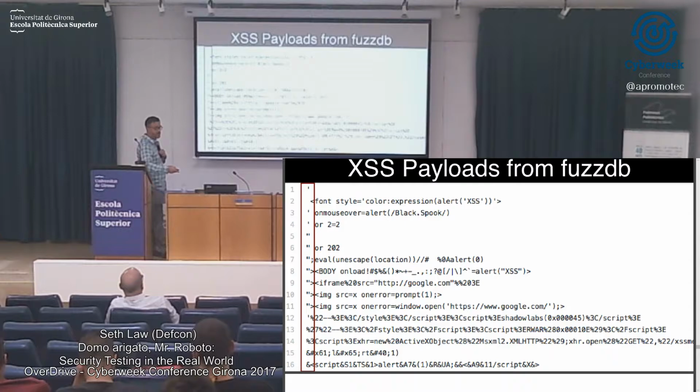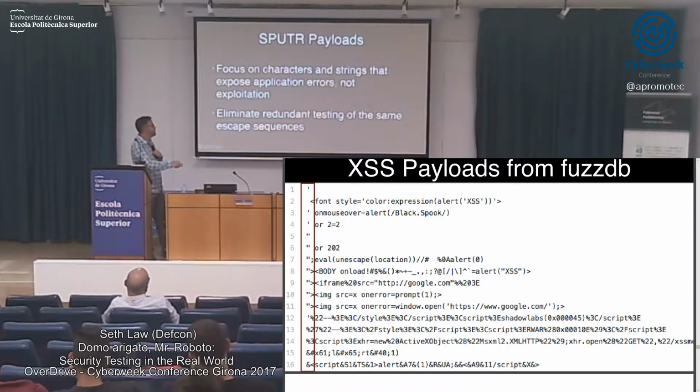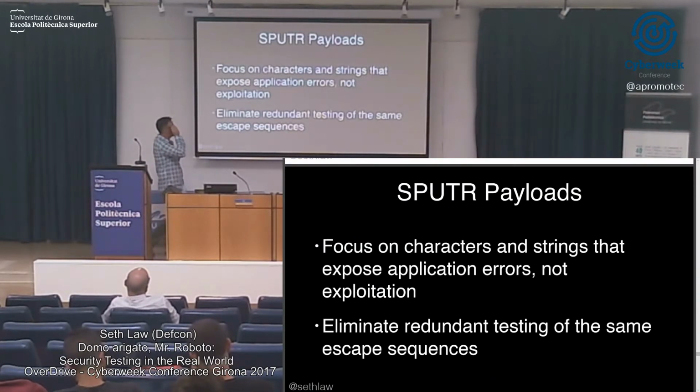And this is exactly the approach that we've taken with Sputter. We're going to examine these 4 characters, and we're going to send payloads for each of those, but we're going to ignore the check for the vulnerability and for the exploit itself, and just check for the flaw. So we're focused on the characters and the strings that expose the application, not the exploitation, and we're eliminating redundant testing. Just because you have all those payloads doesn't mean you need to use them to know that there's a problem with your application.